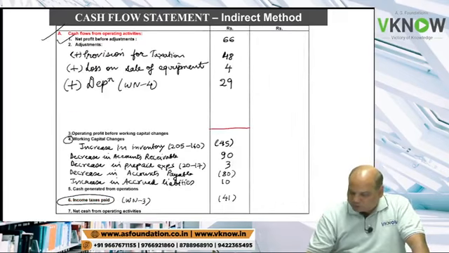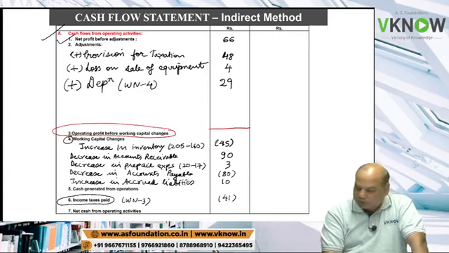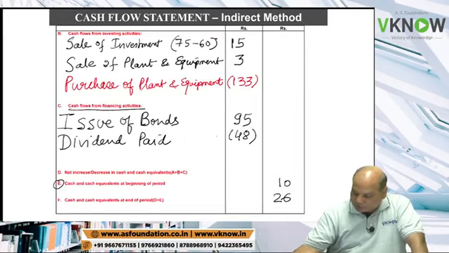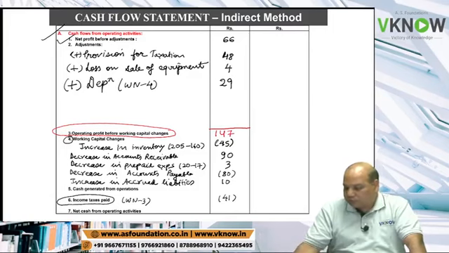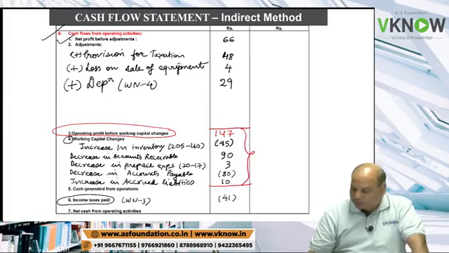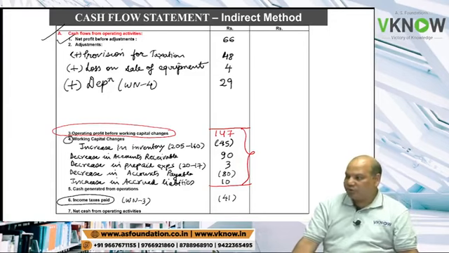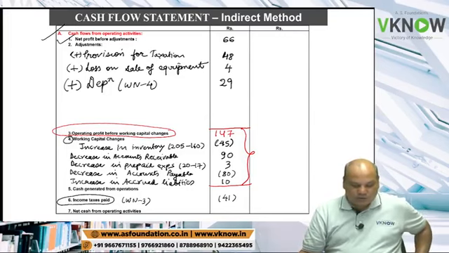Dear student, please come to point number 3, operating profit before working capital changes. Take the total. You will get 147. And then tell me the total of cash generated from operation. Surya is right. Come on. Cash generated from operation.